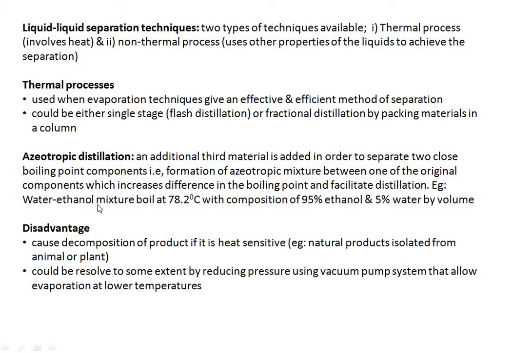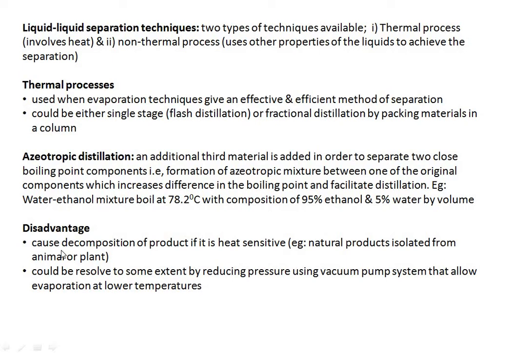For example, a water and ethanol mixture. As we all know, the boiling temperature of water is 100 degrees centigrade, but after mixing, the water ethanol mixture boils at 78.2 degrees centigrade, which contains a composition of 95% ethanol and 5% water by volume. So water ethanol mixture is an example of azeotropic distillation.